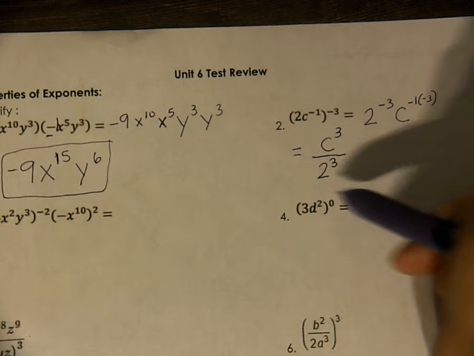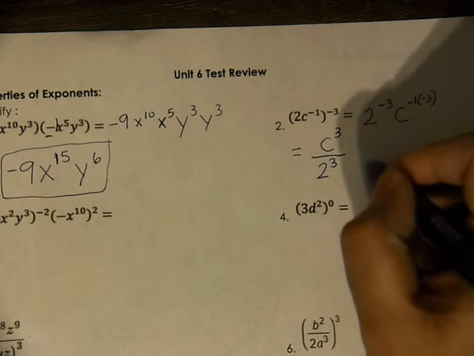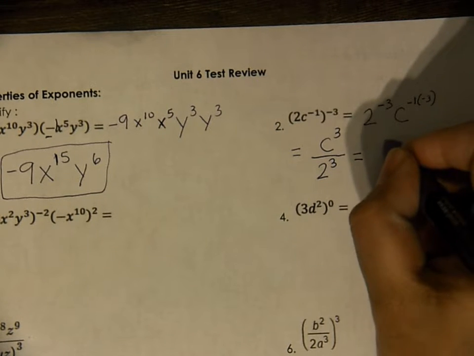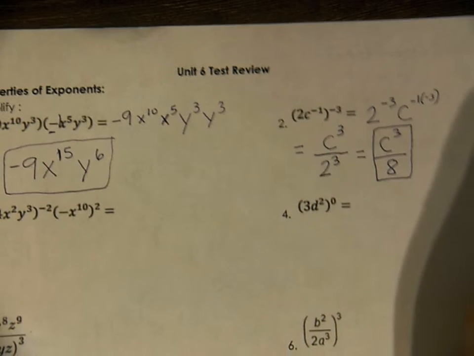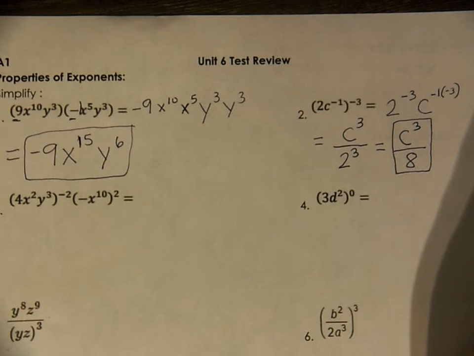so you do not move it from the top of the fraction to the bottom because it's technically on the top here. This would just be c cubed over 8. That would be the final answer. You can't do anything else to simplify this further.